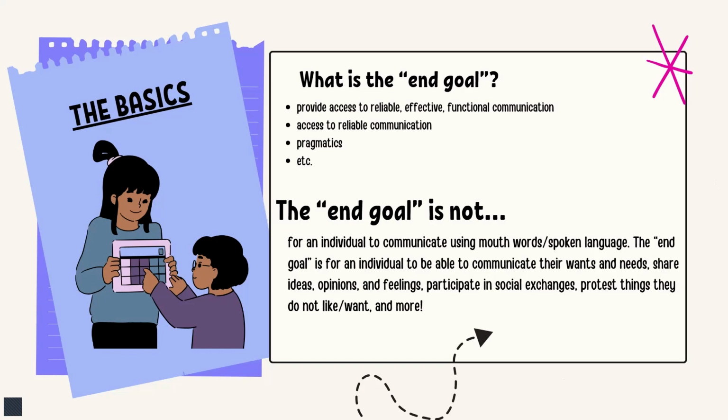Ultimately, the goal is for individuals to have access to reliable communication for a variety of pragmatic functions in a variety of settings with a variety of people. The end goal is not for an individual to communicate using mouth words or spoken language. The end goal is for an individual to be able to communicate their wants, needs, share ideas, opinions, and feelings, participate in social exchanges, protest things they do not like or do not want, and more.